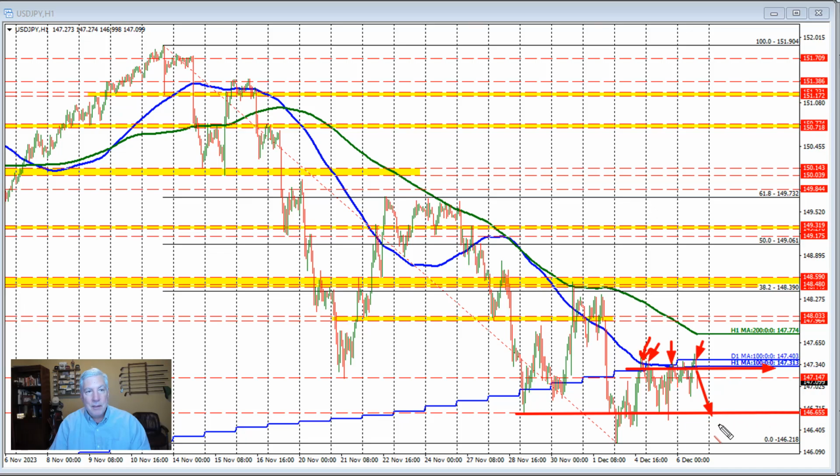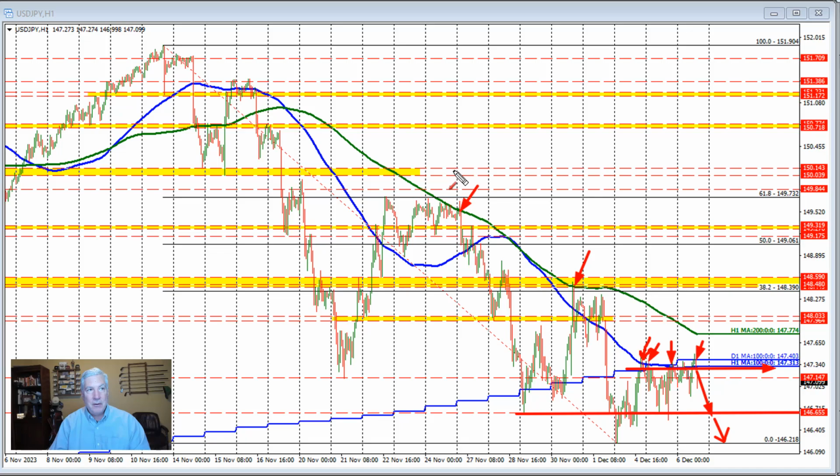If we get back below that level, however, I would expect some further momentum to the downside, with the low price from earlier this week at 146.21-22 as the next key target on the downside. Conversely, break above the 100-hour moving average and 100-day moving average, and we'd be looking toward the 200-hour moving average at 147.77. The last time the price came up to that level, we did find a little bit of a break above that level, but that was short-lived, and the selling started to materialize again.